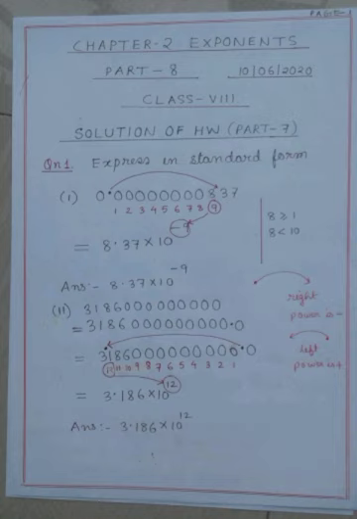Today we shall start with the solution of homework of part 7. Question number 1 was express in standard form. Number 1: 0.00000000837. To express it in standard form, the decimal has to be shifted 9 positions to the right. So the decimal will come after the digit 8. So I can write it as 8.37 into 10 to the power minus 9. As the decimal has shifted to the right position, so the power of 10 is negative.